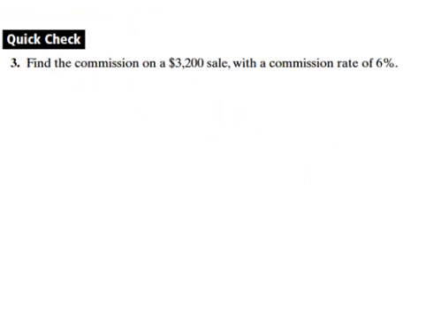Quick check number 3. Find the commission on a $3,200 sale with a commission rate of 6%. If you think you know how to do this, pause the video and try it on your own. If you're not sure, then just continue watching the video and we'll solve this together. We need to find 6% of 3,200. That means we're going to take 0.06 times 3,200, which is $192. So the commission is $192.